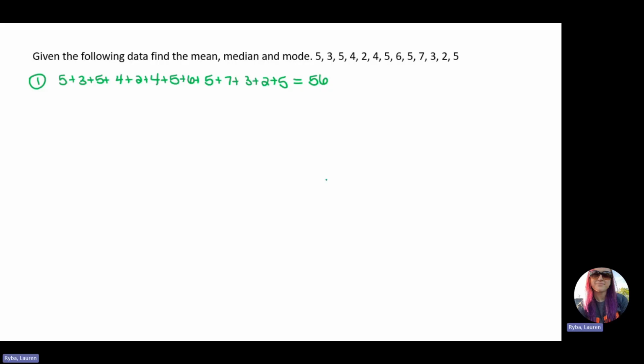Once I have that result, I will then divide by however many data values I had. 1, 2, 3, 4, 5, 6, 7, 8, 9, 10, 11, 12, 13. I'm going to take 56 divided by 13, and I'm going to round that to just one decimal place, giving me 4.3.